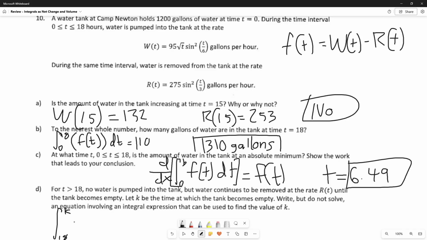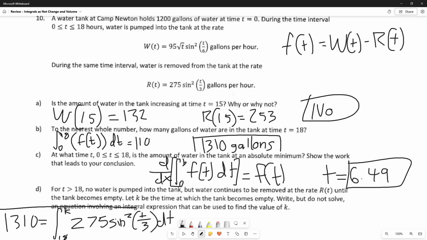So let's replace r of t with the actual equation, 275 sine squared of t over 3, dt, equals 1,310. And that should be our final equation and our final answer for part D.